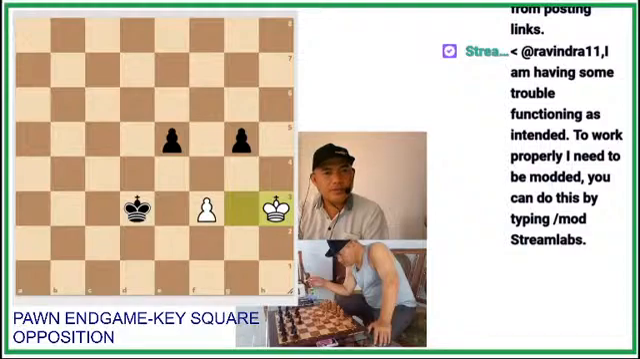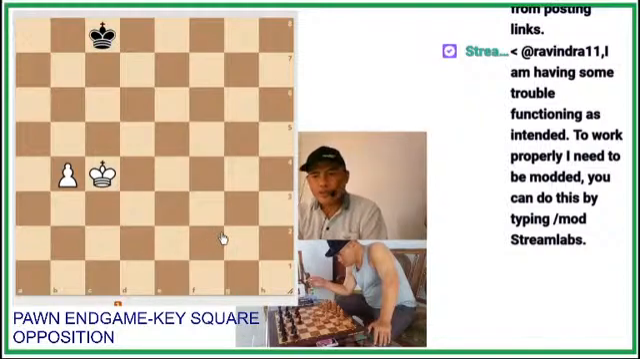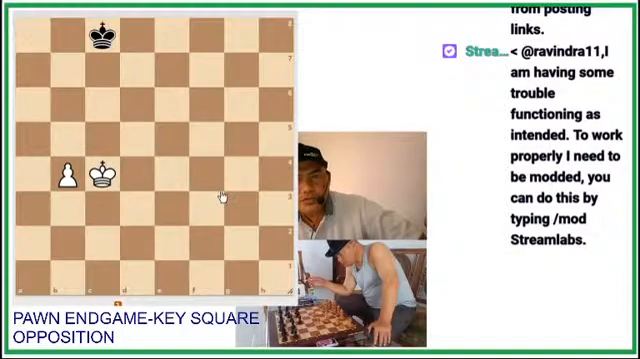The next, let's try to solve this puzzle, this exercise. This is black to move, and this is a draw position. So what is the best move for black? What is the best move for black in this position?